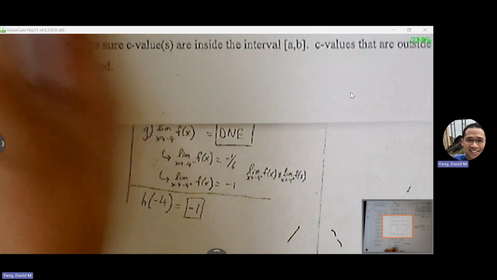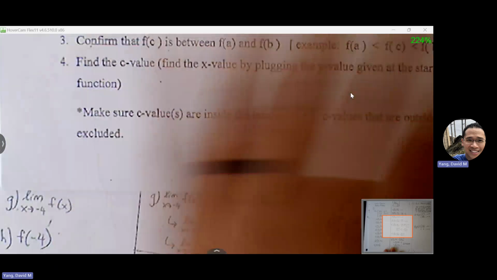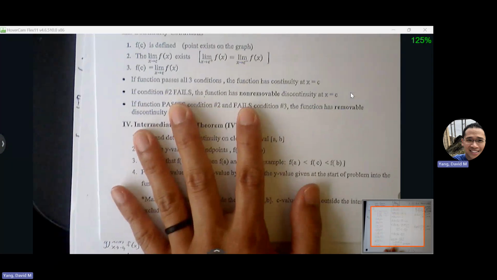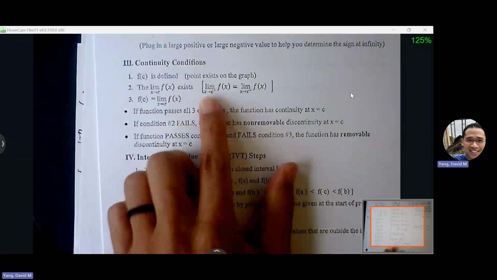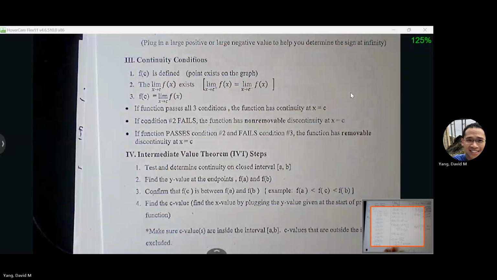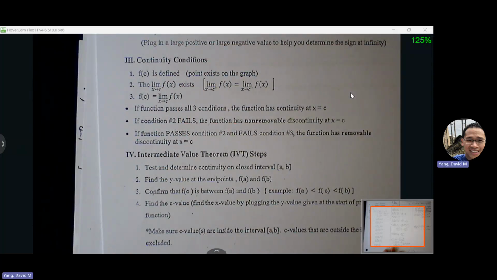Let me just review. This is on the back of your test review packet. Just to remind us, continuity conditions. First, is the point defined? Second, does the limit exist? Sometimes if the piecewise function has less than or greater than, you may have to explore a little further and rely on one-sided limits before you can confirm whether that limit exists. And if all 3 conditions pass, obviously the function has continuity at that point.